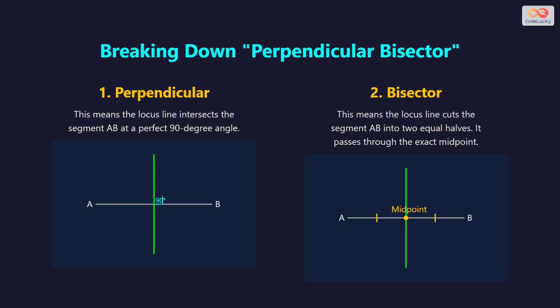The name perpendicular bisector tells you everything you need to know. First, the word perpendicular means that our locus line intersects the segment connecting A and B at a perfect 90-degree angle. Second, the word bisector means that it cuts the segment AB into two perfectly equal halves, passing directly through its midpoint.